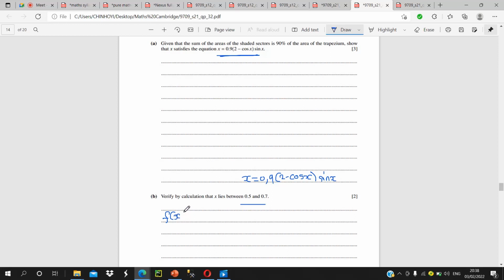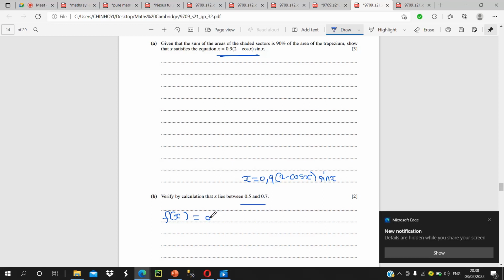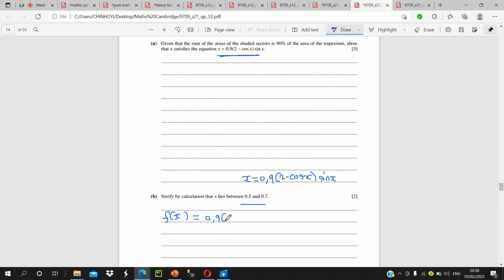We have more terms to the right side, so let's take the term on the left hand side to the right hand side. So if we say our f of x is 0.9 open bracket 2 minus cos x, then sine x, then if we take that x to that side, it will be minus x, right? Are we together on this one?